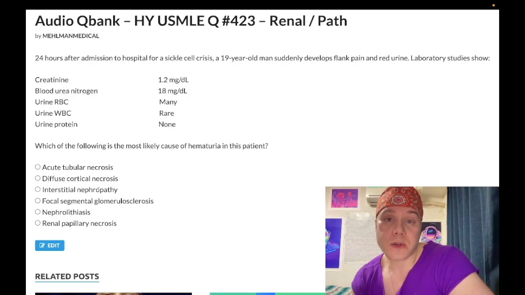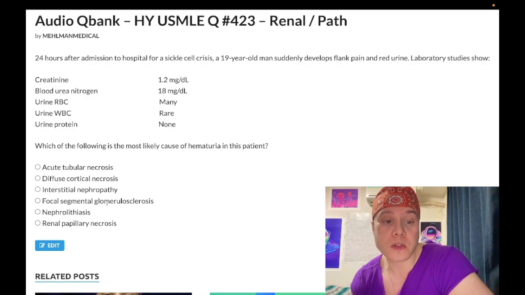Wrong answer. Choice C, interstitial nephropathy, wrong answer. This is going to be a classic scenario of an NSAID, beta-lactam, or cephalosporin, followed by eosinophils, white blood cells in the urine, plus or minus blood in the urine, plus or minus a rash in about 50% of patients. Clearly not the answer here.